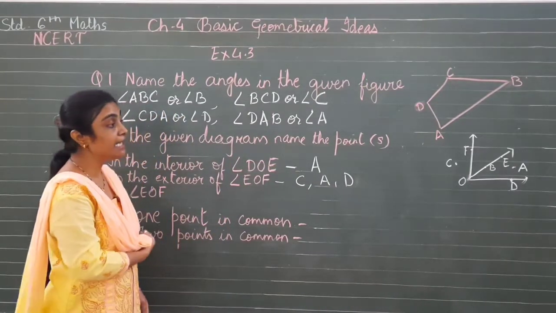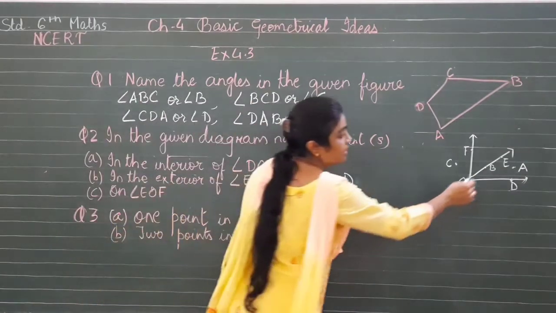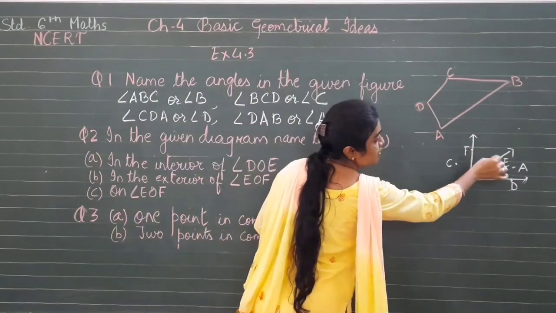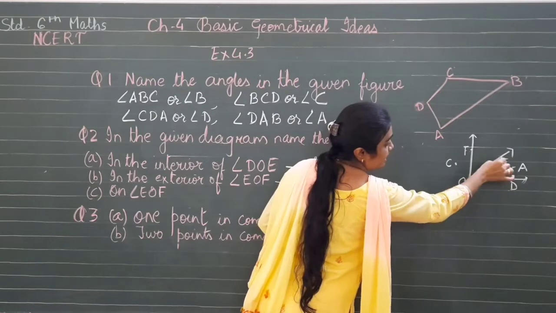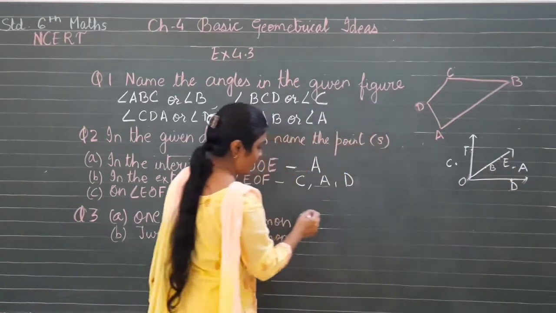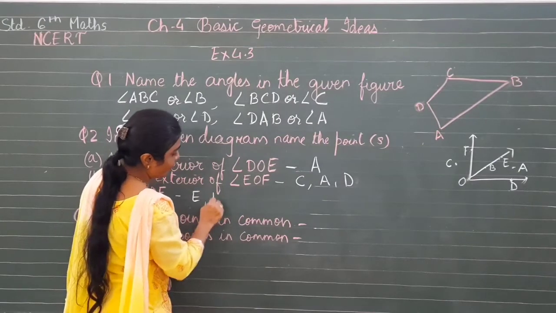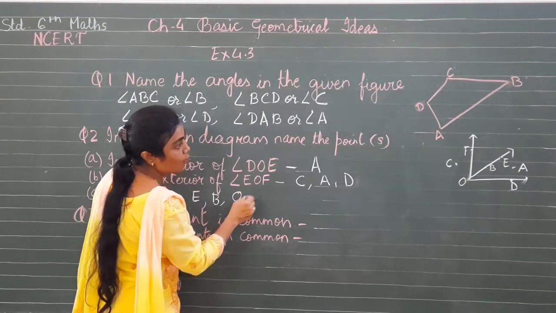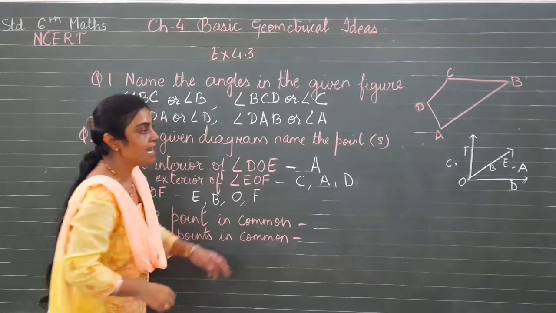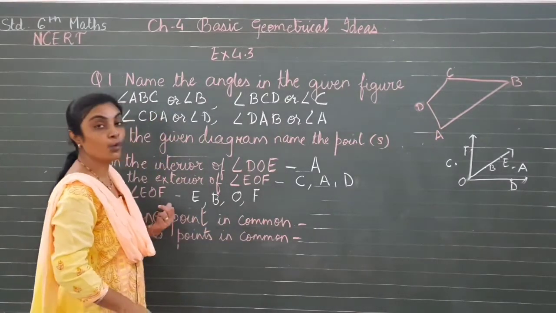Now on angle EOF. So which points lie on angle EOF? So points E, B, O and F lie on angle EOF.